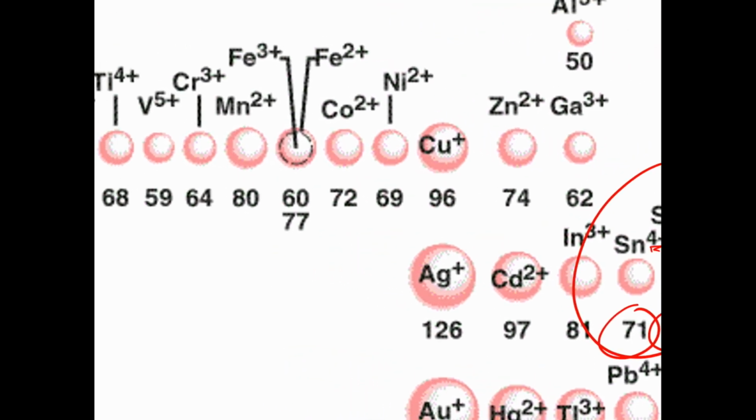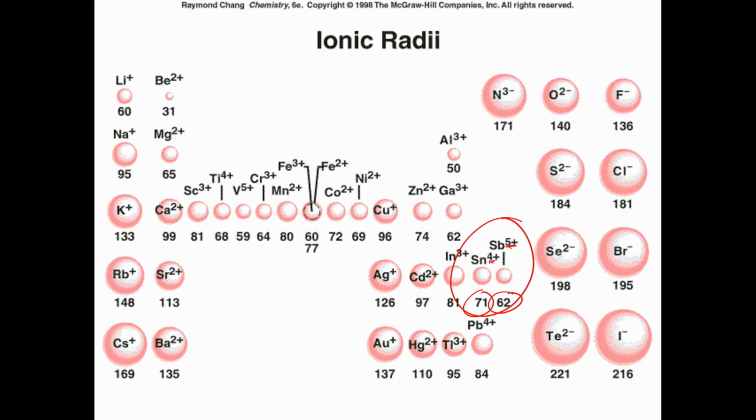We see the same thing holding true here with iron 3 plus and iron 2 plus. As we remove another electron, it gets smaller. That's always going to be the case. All right, so that's the end of this lesson.